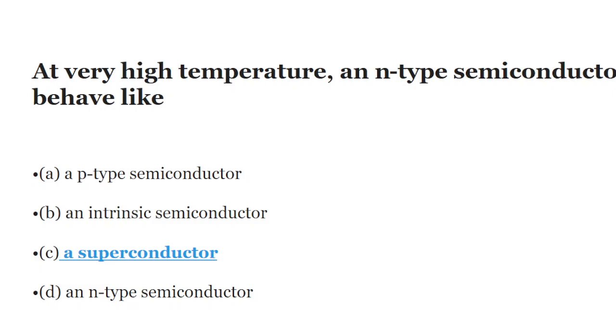Next is, at very high temperature, an n-type semiconductor behaves like. At very high temperature, when we increase the temperature, the extrinsic semiconductor becomes intrinsic semiconductor. So option B is the right answer.